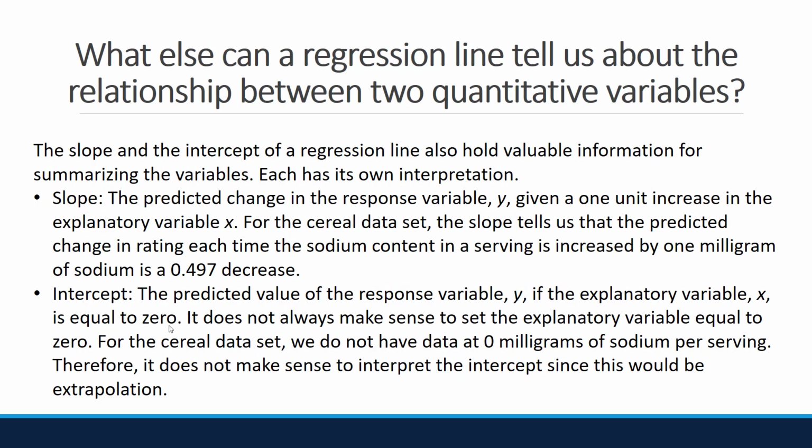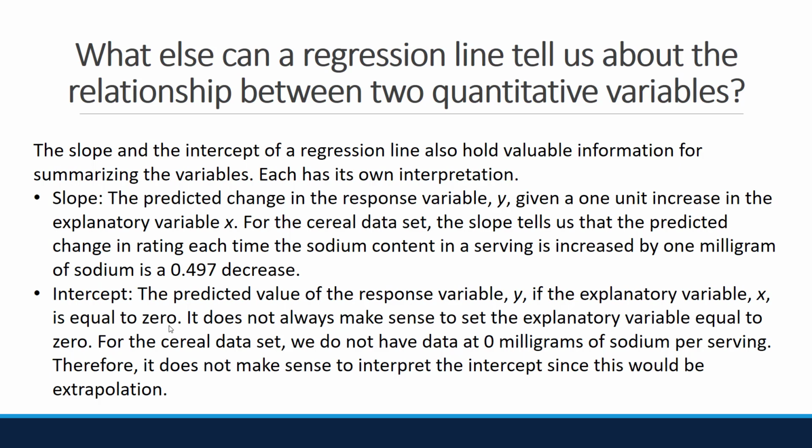What else can a regression line tell us about the relationship between two quantitative variables? The slope and the intercept of a regression line also hold valuable information for summarizing the variables. Each has its own interpretation. Slope. Slope is the predicted change in the response variable y given a 1-unit increase in the explanatory variable x. For the cereal data set, the slope tells us that the predicted change in rating each time the sodium content in a serving is increased by 1 milligram of sodium is a 0.497 decrease.